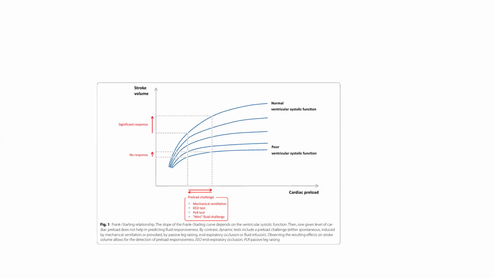So this is the Frank-Starling curve. If the patient is fluid responsive, if there is a significant response, then as you can see in this diagram, the above two lines are showing the appropriate fluid response to the given fluid therapy. And the two lines below are showing the poor ventricular response when we are administering the fluid.